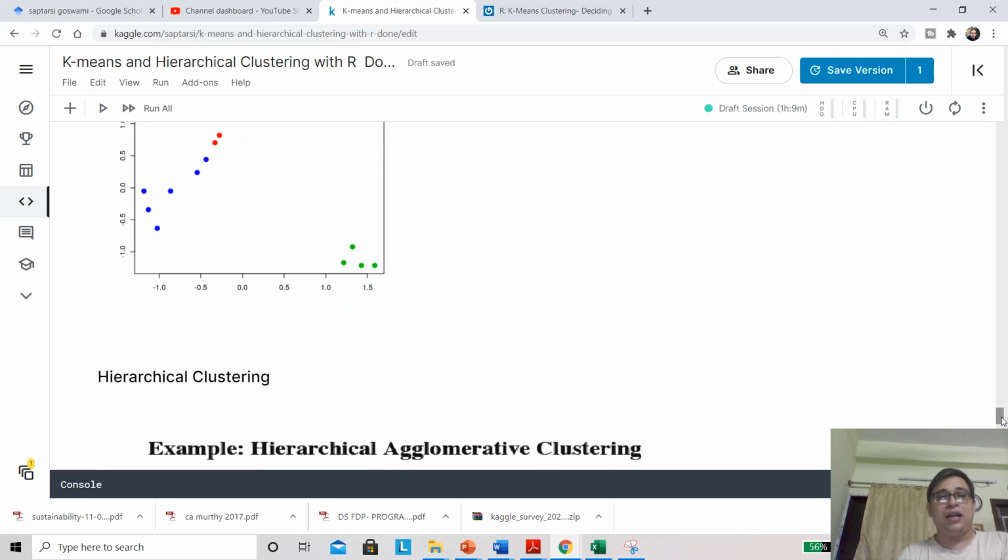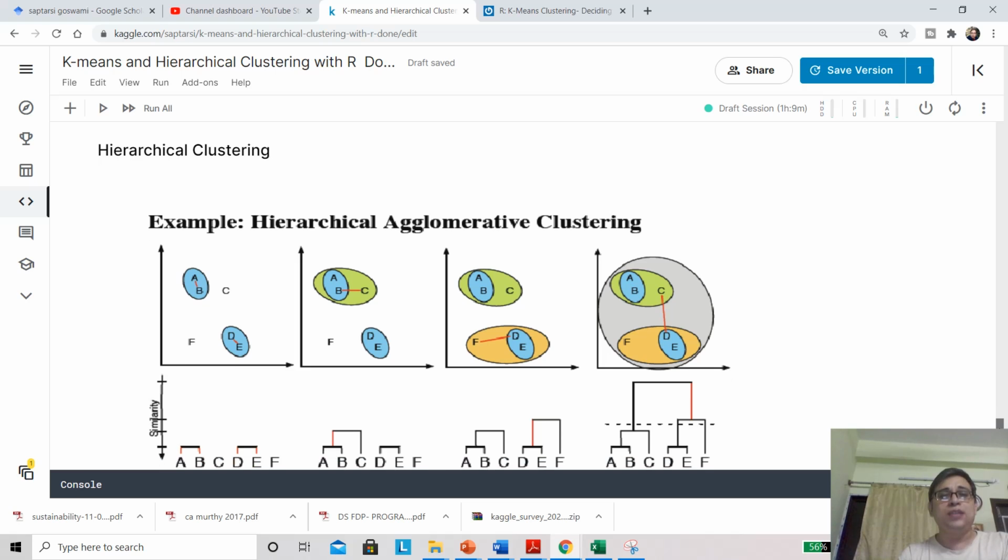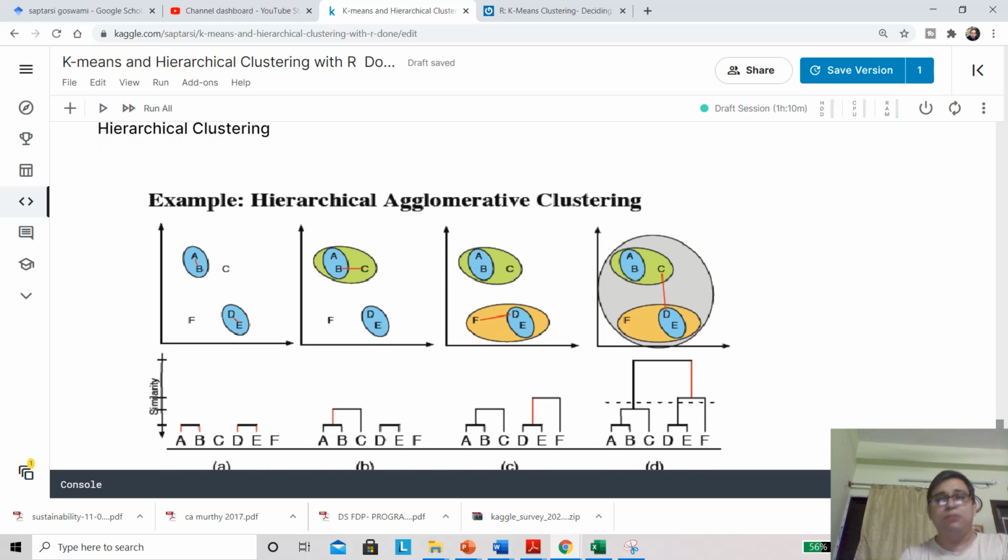Now let's come to hierarchical clustering. Let's first understand how it works. So there are actually two types. One is called agglomerative, another is called divisive. So we are going to focus on agglomerative clustering. What we do there is we see which two observations are close to each other and we agglomerate them, or merge them. Like, these are 6 points.